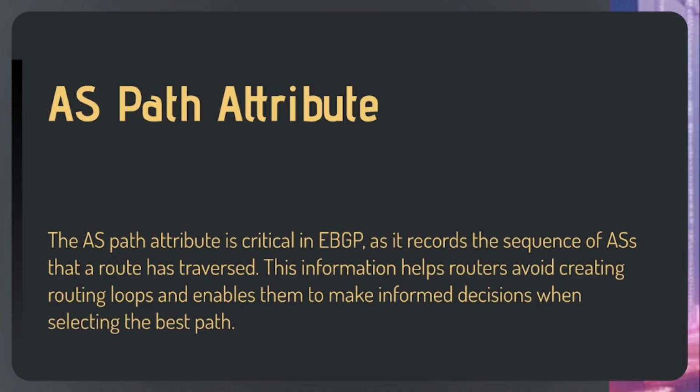Then the AS path attribute is there, which is critical in BGP as it records the sequence of ASes that a route has traversed. So, as I was talking about, if I receive a route whose path includes my own AS, I will discard it. This information helps routers avoid creating routing loops, and this is a very smart approach. It is smarter than the full mesh in IBGP. This EBGP loop prevention is a very smart approach.